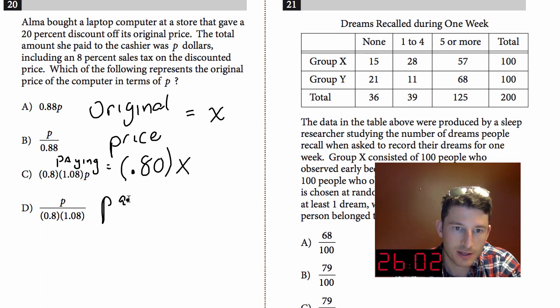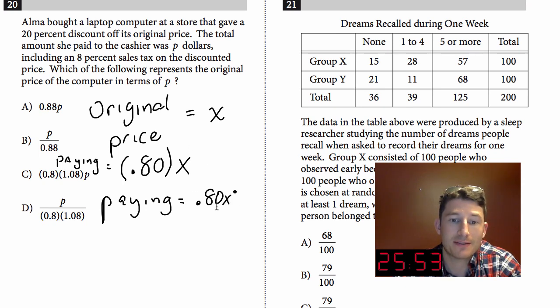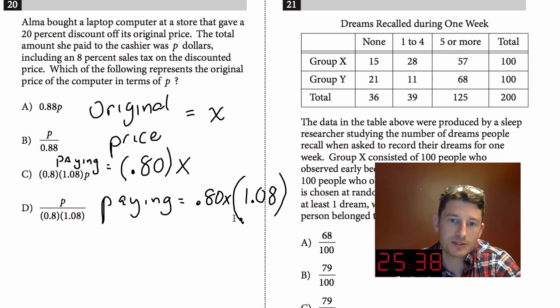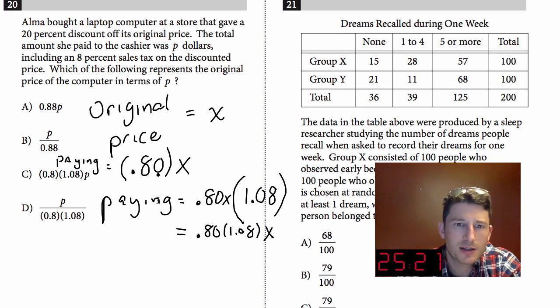So let me move this down. She was paying 0.80x, but then there was an 8% sales tax on that discounted price. To do an 8% increase, you just multiply by 1.08. If it was a 20% increase, 1.20; 37%, 1.37. Since sales tax is an increase, you're paying tax, you're going up. So now she's paying 0.80 times 1.08 times x, which is the original price. This is what she paid.